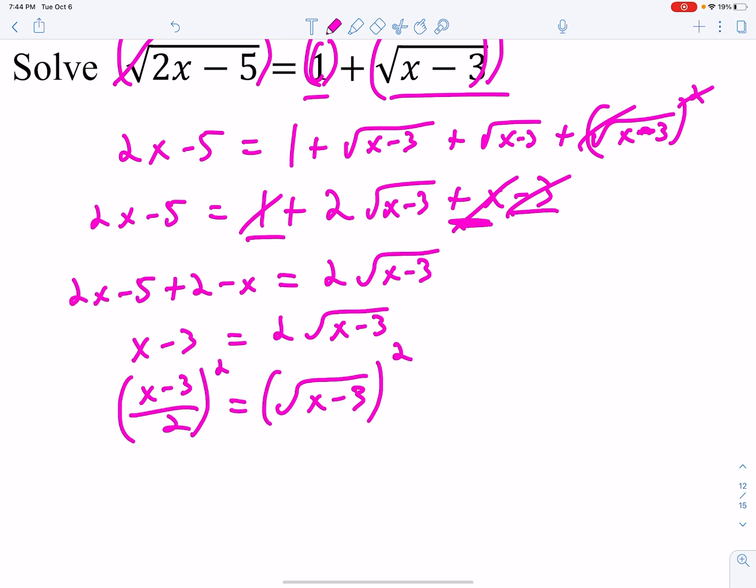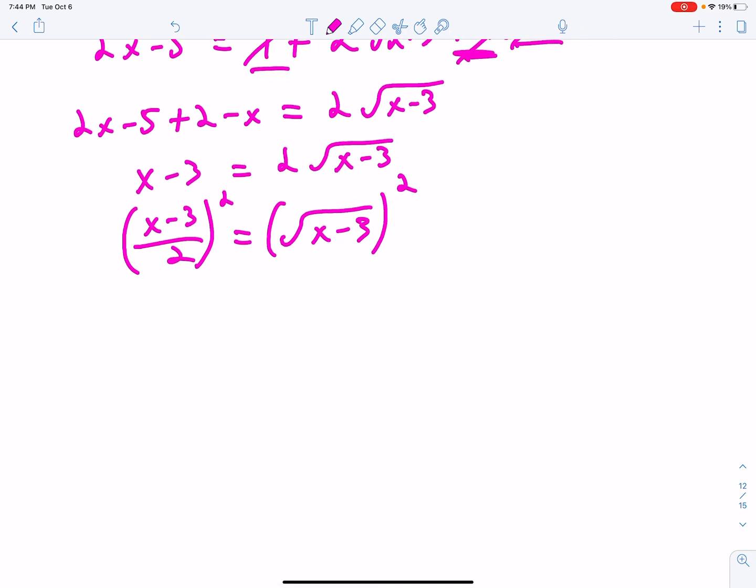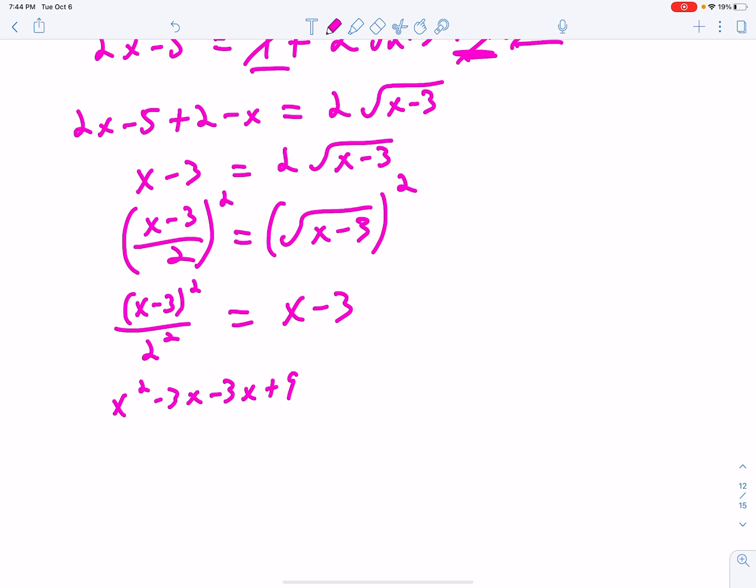Now be careful. Notice how I write my parentheses again. A square root squared, they undo each other, so all we're left with is x minus 3 here. But on the left side, we're squaring the numerator and squaring the denominator. That's an important rule. In other words, x minus 3 squared over 2 squared. So x minus 3 squared means FOIL again: x squared minus 3x minus 3x plus 9, because negative 3 times negative 3 is 9, over 2 squared, which is 4.